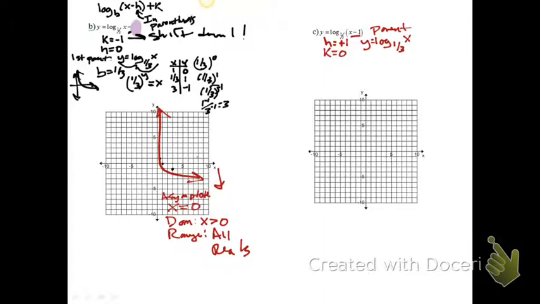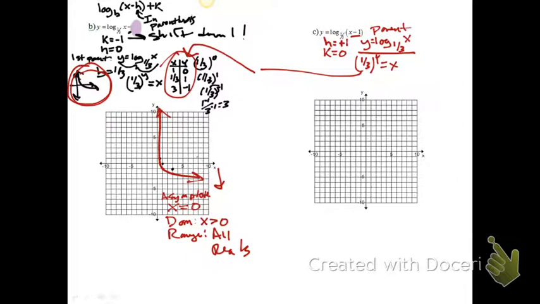And just like the other one, it's going to have that same moving downwards and to the right type of graph. So remember, when we rewrote this in exponential form, we got 1/3 to the power y equals x, and I'm going to plot essentially the same exact points that we got here. So rather than do that all over again, let's just rewrite them. Remember, we got 1/3 and 1. When we plugged in 1, we got 0. And when we plugged in 3, we got -1.